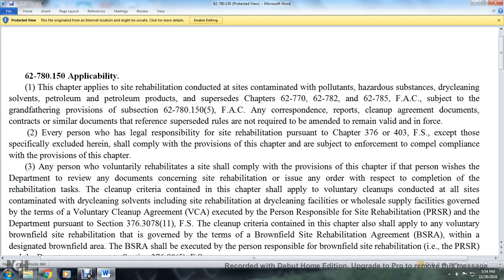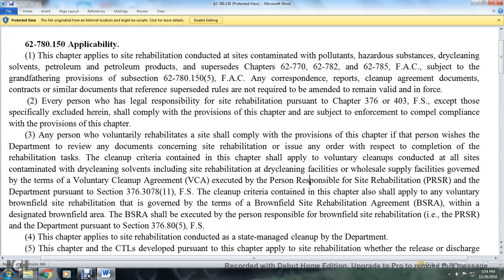and are governed by the terms of the Brownfield Site Rehabilitation Agreement within the designated brownfield area. The Brownfield Site Rehabilitation Agreement shall be executed by the person responsible for brownfield site rehabilitation and the department pursuant to Section 376.80. The chapter applies to site rehabilitation conducted as state-managed cleanup by the department.